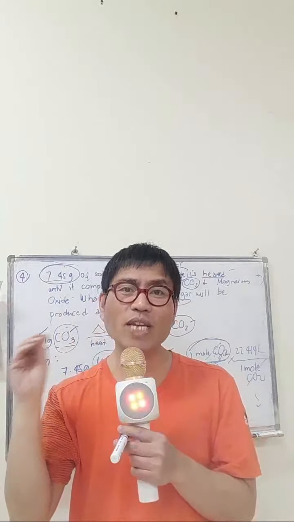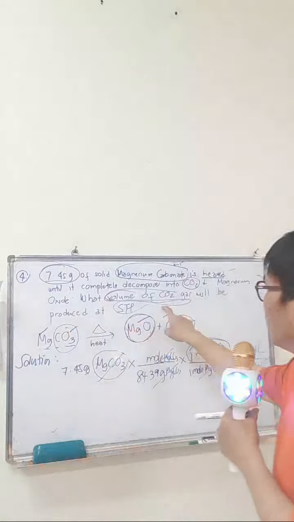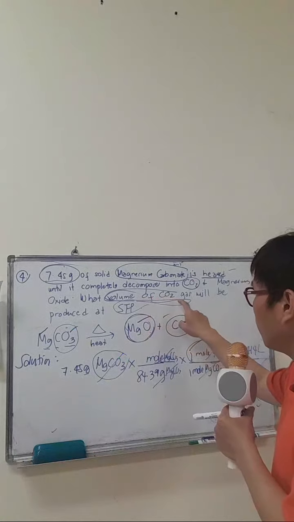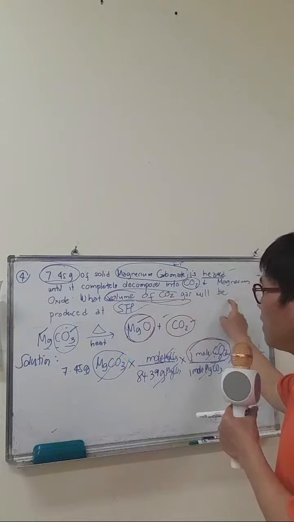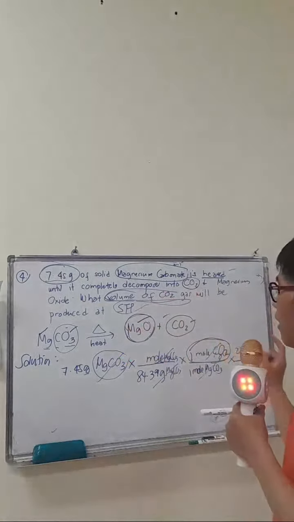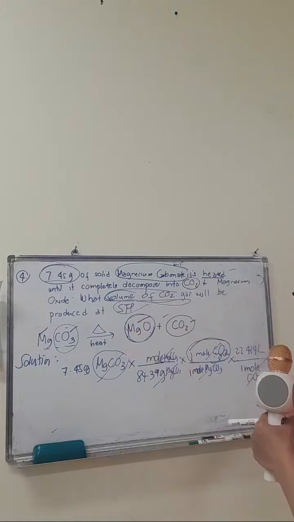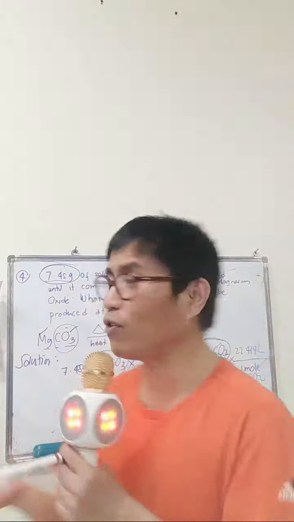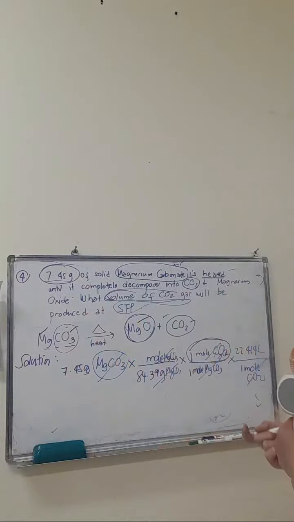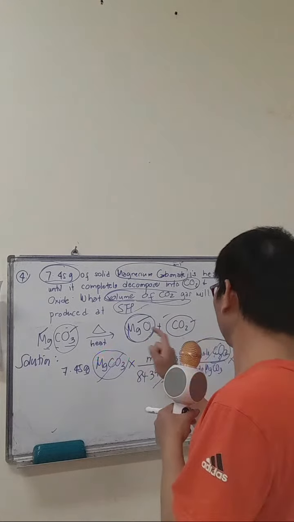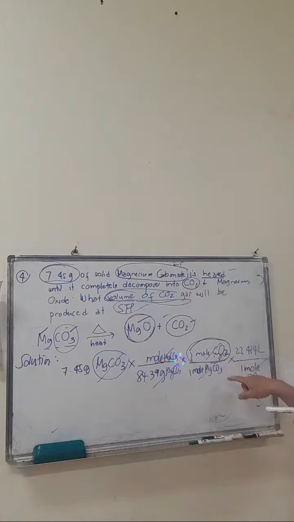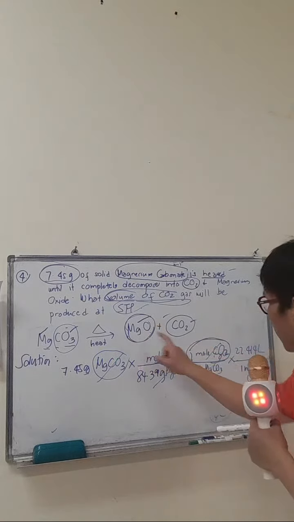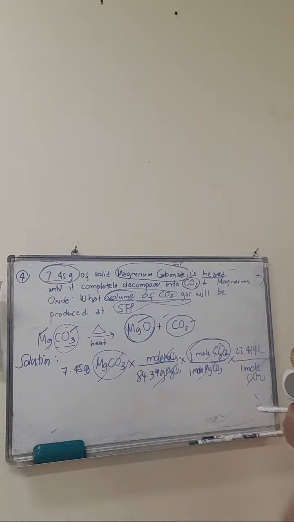And it's only a trick. Sometimes they will ask, what volume of magnesium carbonate will be produced at STP? And 22.414 liters is not applied here because it's not a gas. Now, if you try to force the grams, you can use your stoichiometry relationship, and for magnesium oxide, you still attain grams, not liters.